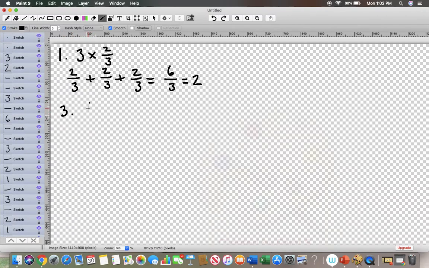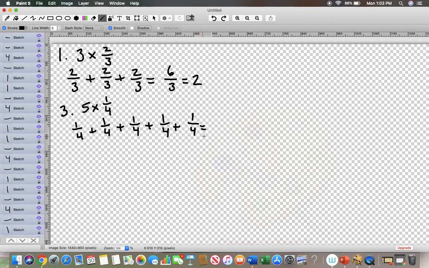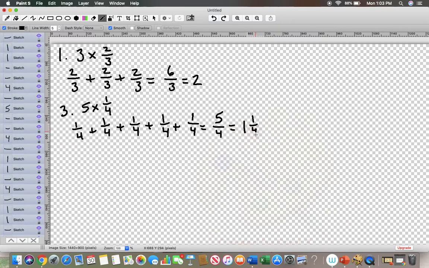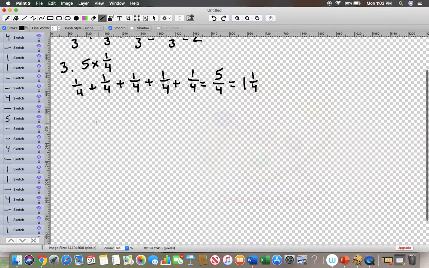5 times 1/4. Same thing. We are writing our answer in lowest terms, but we are solving them by doing addition problems. So I've got 1/4 5 times. Add them up, I get 5/4. Or if you want to write it as a mixed number, my final answer would be 1 and 1/4. All right, let's go on to number 5.